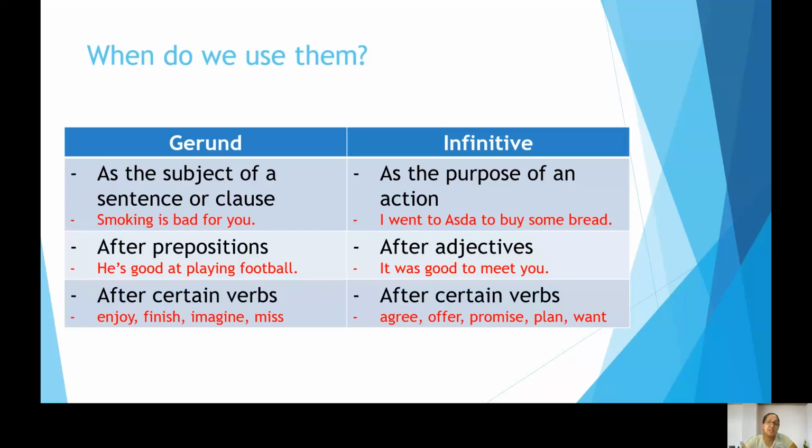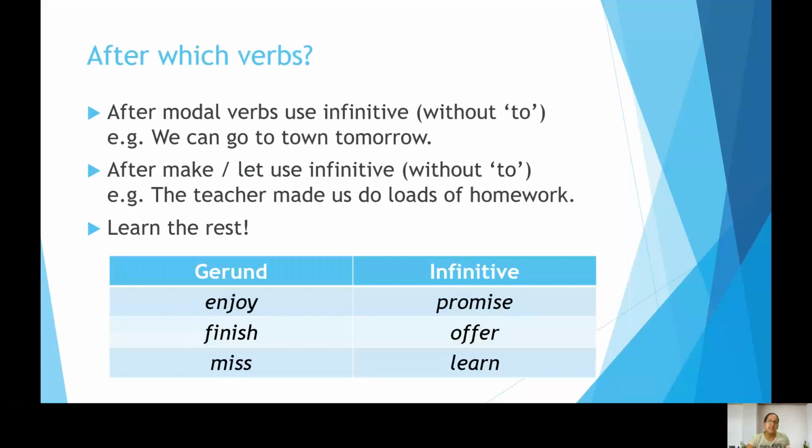And after certain verbs, well, after some verbs we use a gerund, after others we use an infinitive. How do we know which one? There are a couple of rules, like after modal verbs we use an infinitive without to. For example, we can go to town tomorrow. Other modal verbs are ones like might, must, may, could, should, and so on.